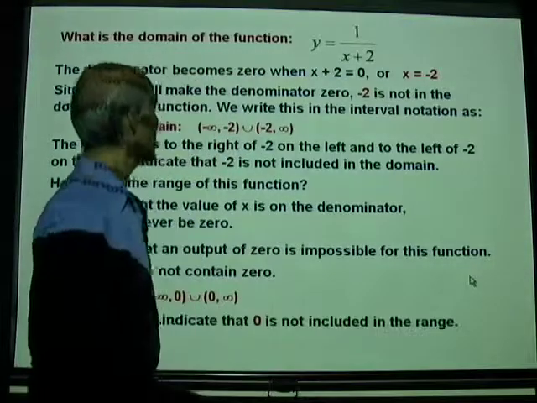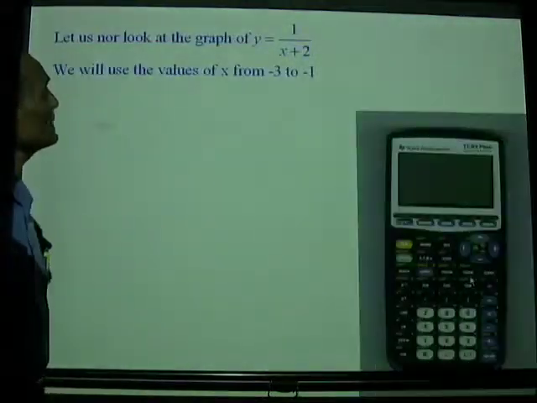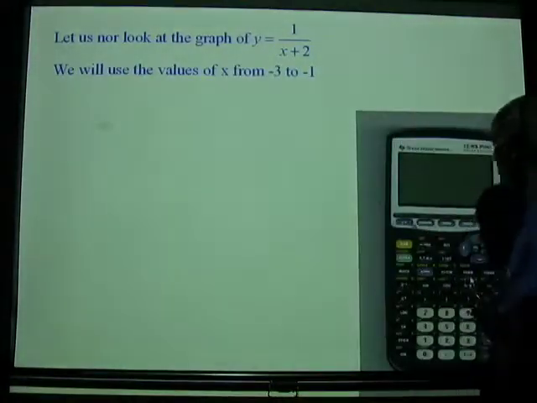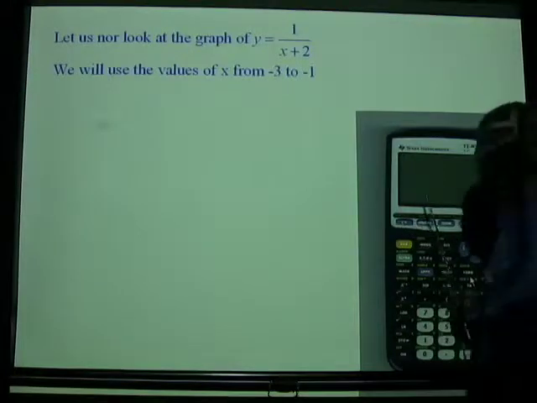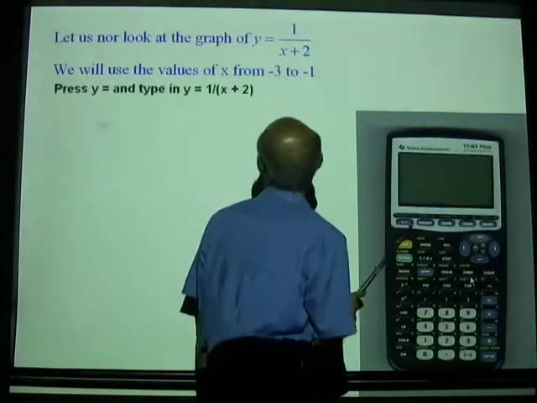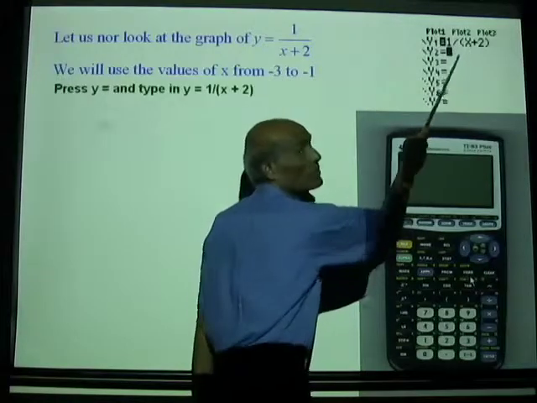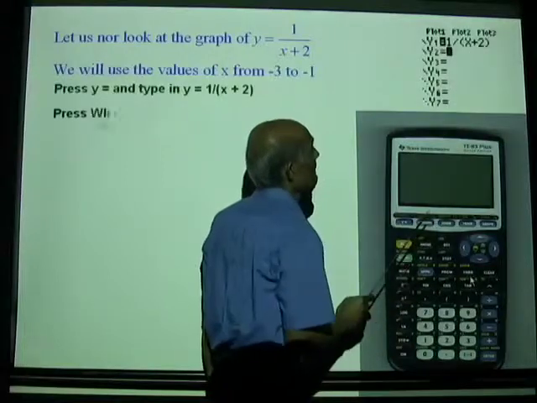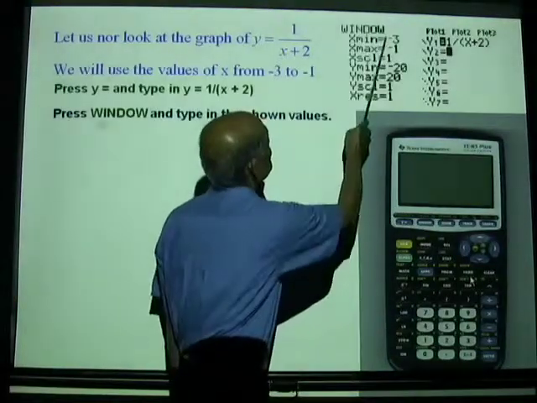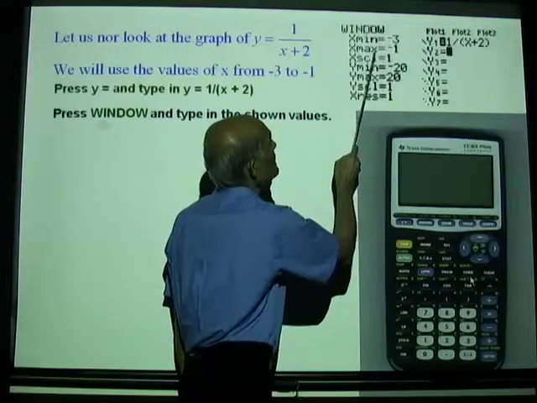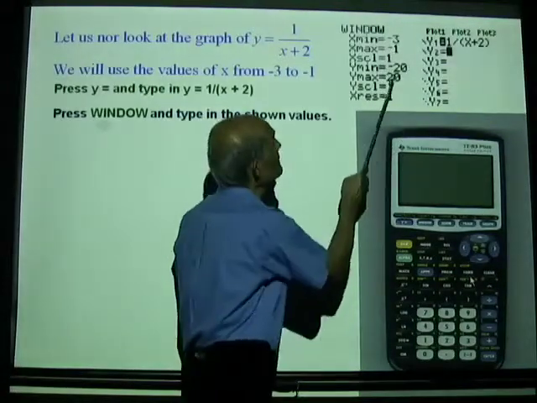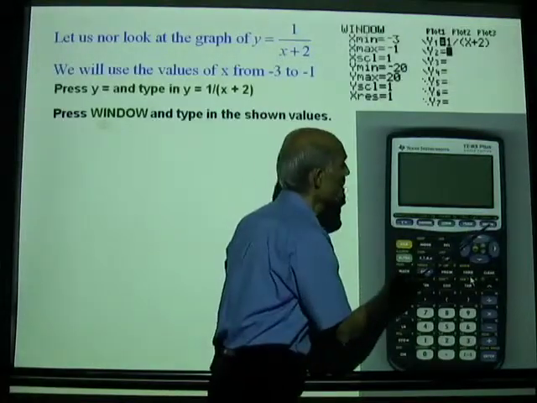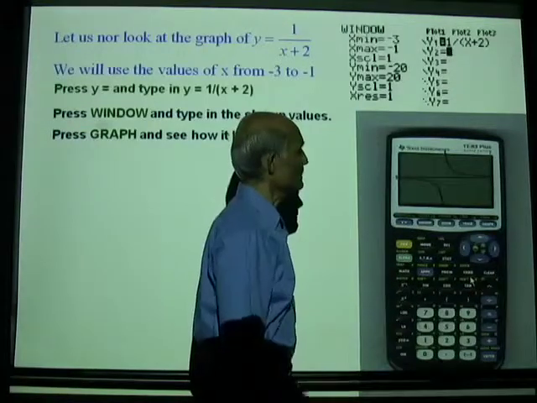All right, let's draw the graph of this function and see how that looks. Try this on your own. Press y equal to and type in, look at the way I typed it in, 1 over parenthesis x plus 2. And type in this window, x minimum -3, x maximum -1, y minimum -20, and y maximum 20, and then press graph. There you go.